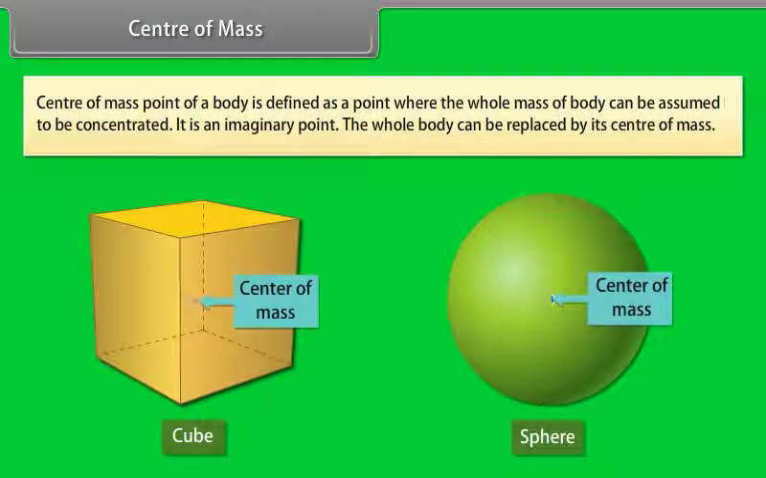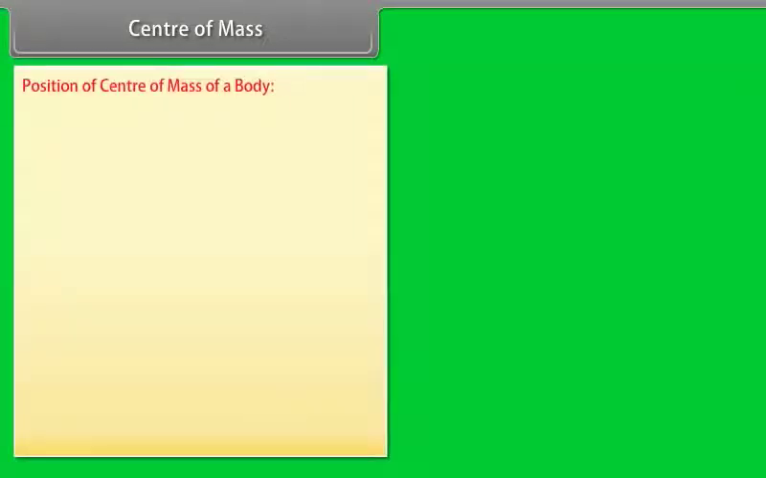Center of mass. The center of mass of a body is defined as a point where the whole mass of the body can be assumed to be concentrated. It is an imaginary point. The whole body can be replaced by its center of mass. Position of center of mass of a body.